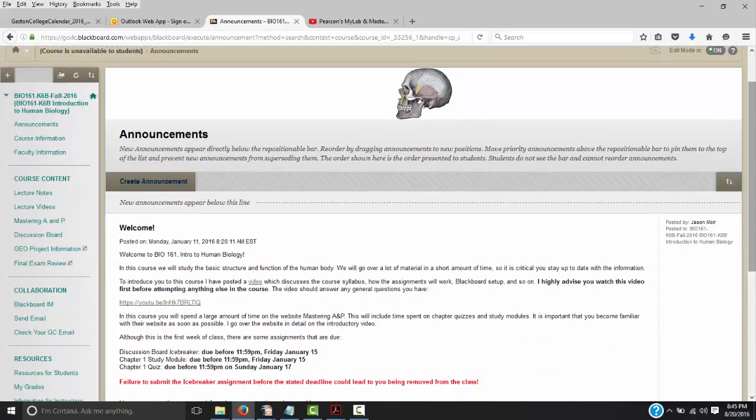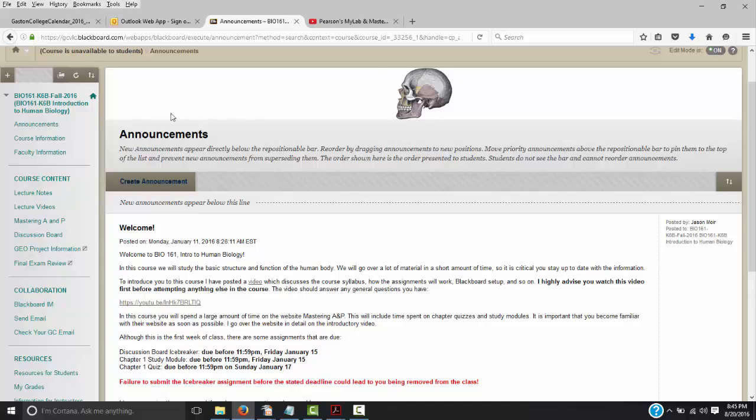Also, whenever I post an announcement, it will be sent to your Gaston College email address. That is the preferred email address that the college would like you to use. So not your personal email address. So nothing at Yahoo or Hotmail or Gmail or anything like those. The college would prefer you to use your official student-issued email address.